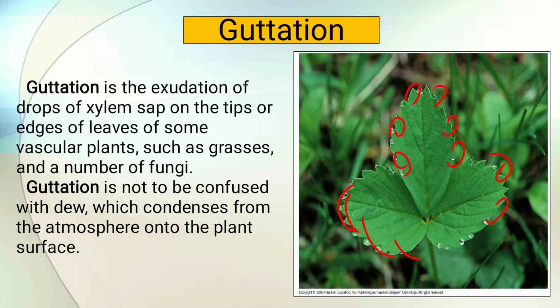Guttation is observed frequently during warm, humid nights, but normally it occurs maximum during the day and minimum during the night. The plant showing guttation has specialized structures called hydathodes on the tip and margin of the leaves. That is why the droplets are seen deposited on the margin and tip of the leaves of some grasses and dicotyledons.